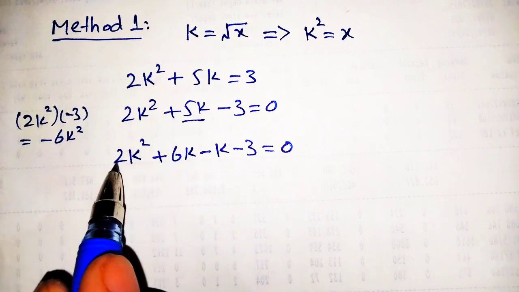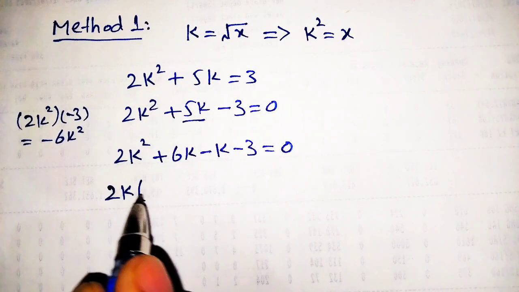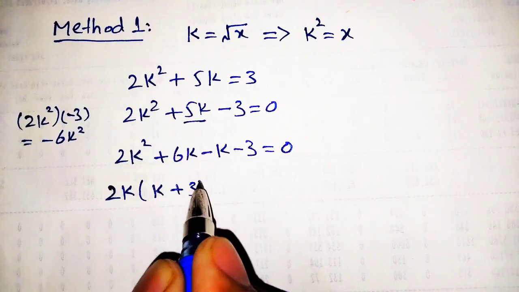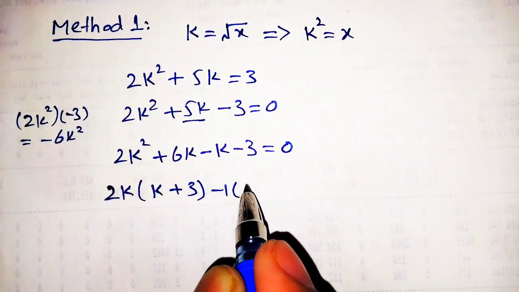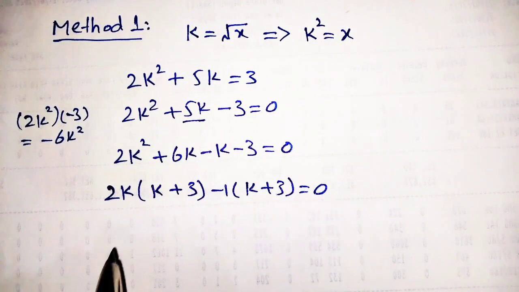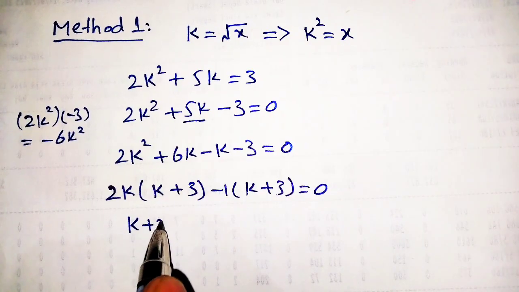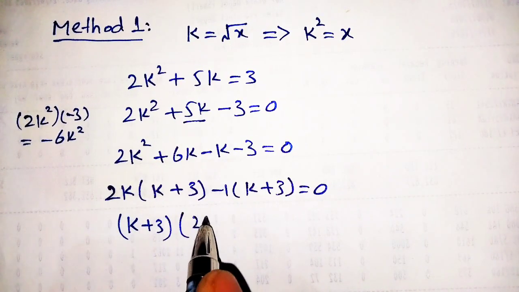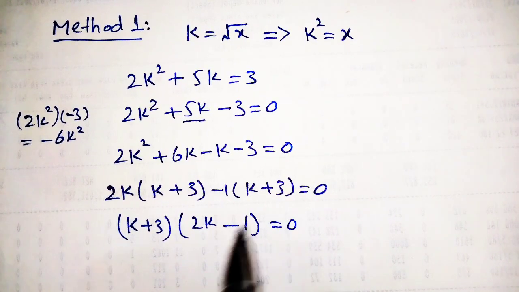Now we can take 2k common from the first two terms, and we will get, after taking 2k common, k plus 3, and we can take minus 1 common from these two terms and we will get k plus 3 also from here, which is equal to 0. Now k plus 3 is a common factor, so taking k plus 3 common we remain with 2k minus 1 is equal to 0.